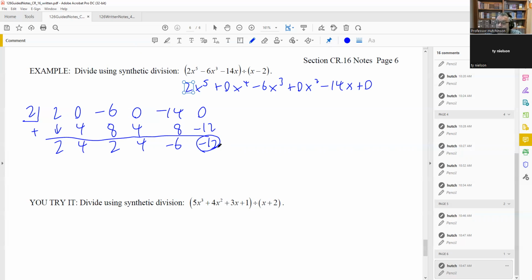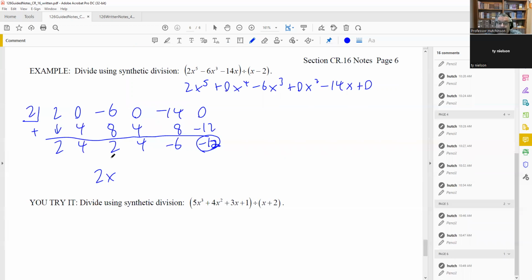That's your remainder. Let me make that look more clear here. There we go, -12. Okay, so that's your remainder. And it just depends on how they want you to write that out. If they want you to do that, let's write it out all in one line here.